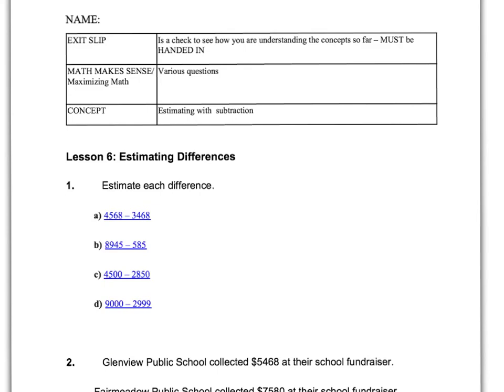All right, and the exit slip. Remember, this is done after the concept practice. This is used to check whether or not you are understanding the concept so far. It must be handed in. The concept is estimating with subtraction. It must have your name, must have exit slip. Estimating each difference. Here are your questions for that.